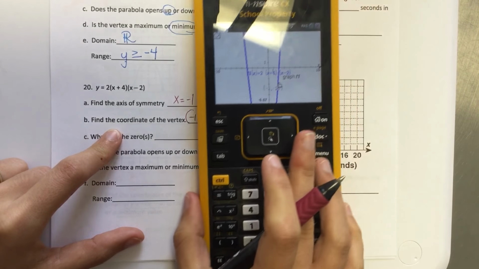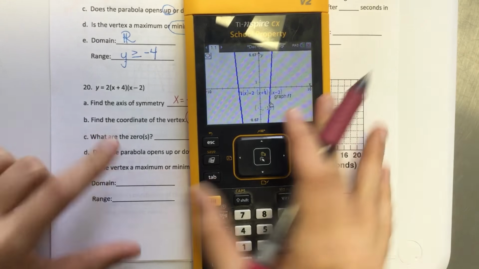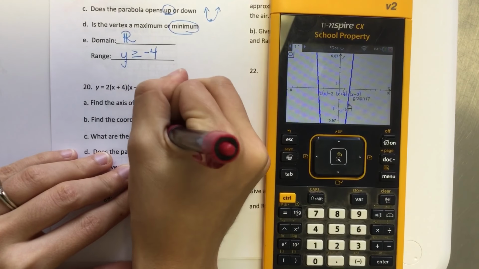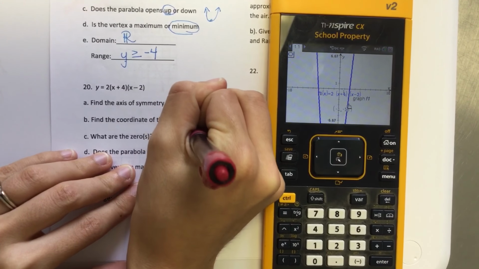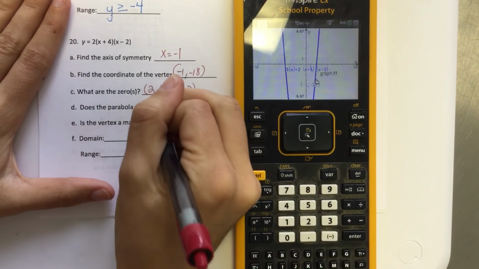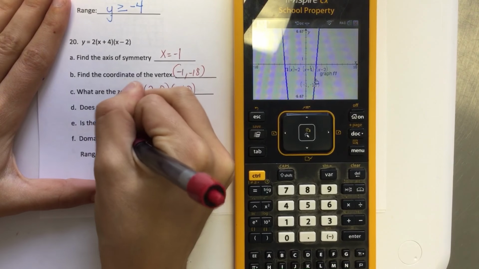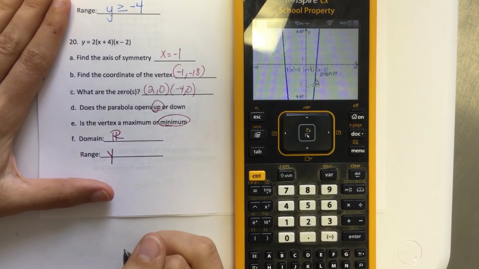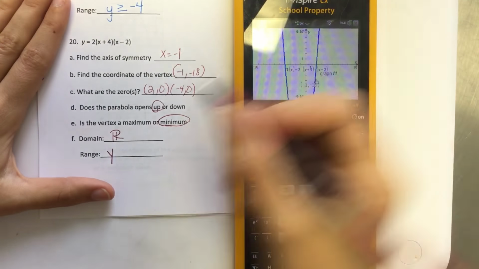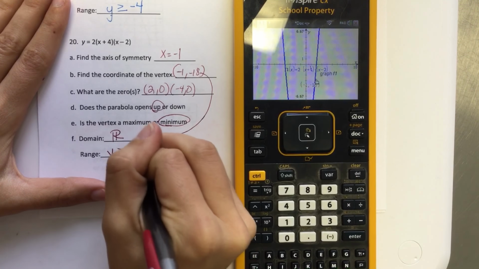My zeros means where does it cross the x, and you can see it crosses at 2 and -4. So 2, 0, -4, 0. This one opens up. That means it has a minimum. Domain is always all real numbers. Range is y, and because it's going up, it's greater than or equal to. And I use this y value, so -18.